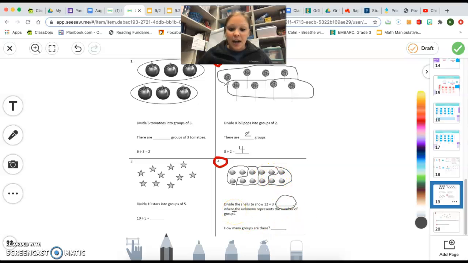and I need to figure out how many groups there are. So, how many groups are there? 1, 2, 3, 4. So, 12 divided by 3 equals 4. A total of 12 divided into groups of 3 equals 4.